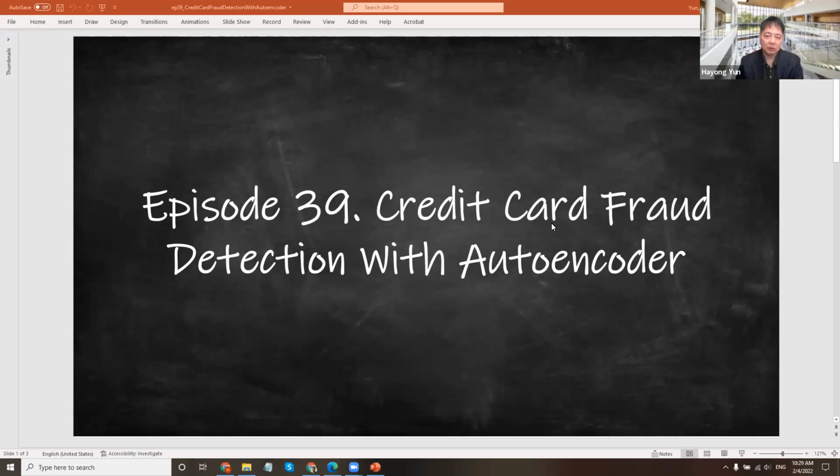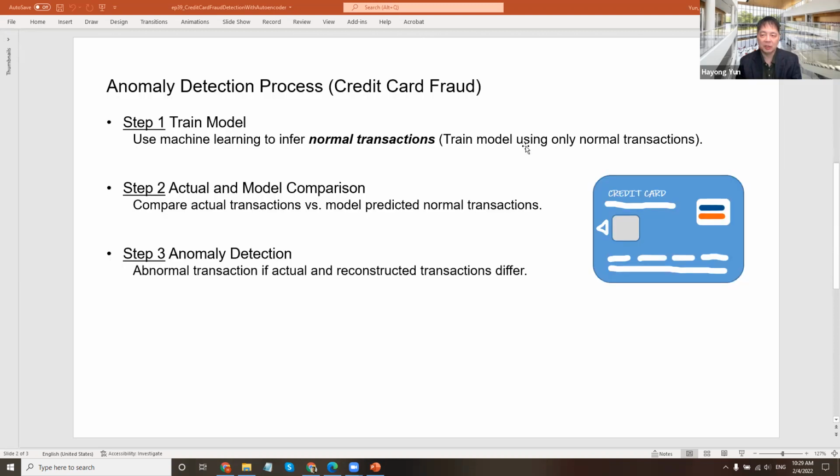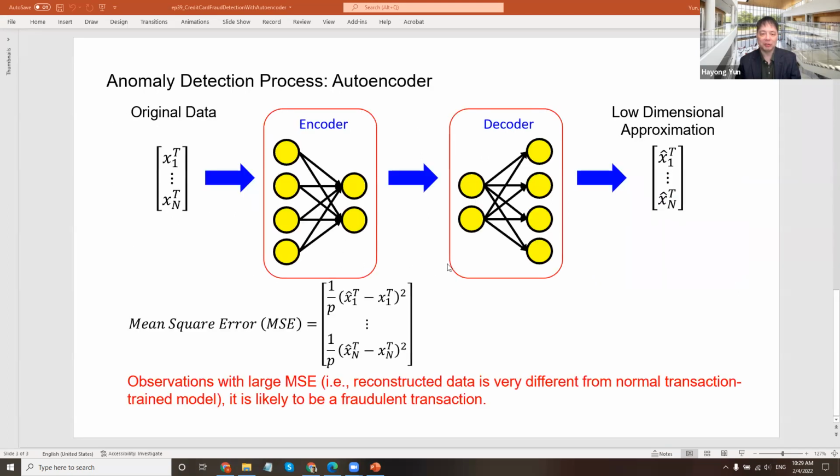Hello, in this episode, we are going to use an autoencoder to do credit card fraud detection. And again, to remind you, we are going to use just the normal transactions to train an autoencoder to recreate the normal transactions. Then we feed test data into the trained autoencoder, recreate the original transaction, and compare the differences. If the difference is large, it's likely to be fraudulent.